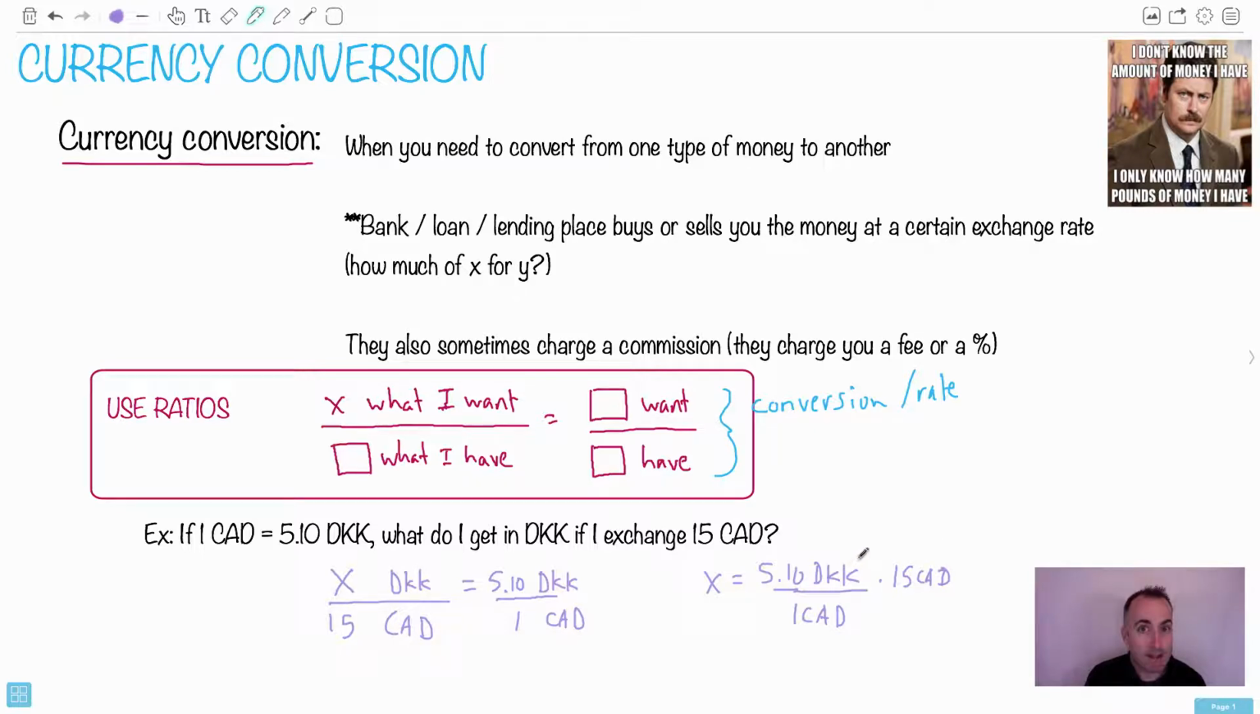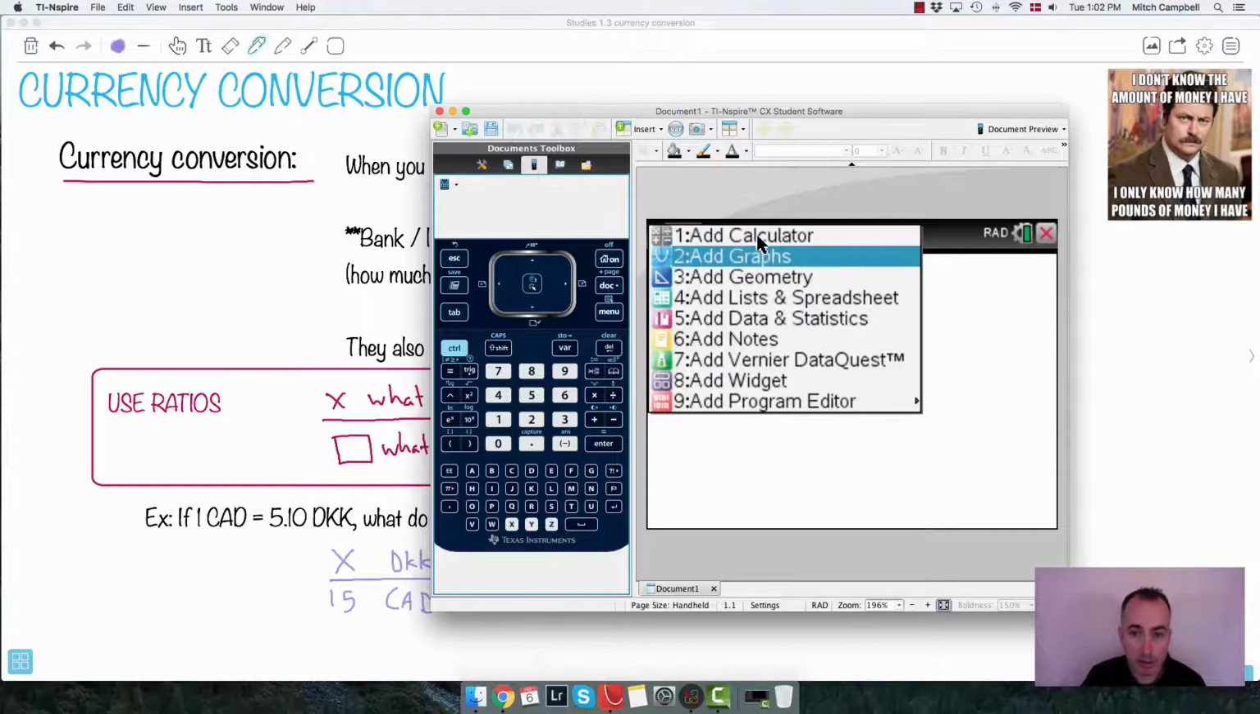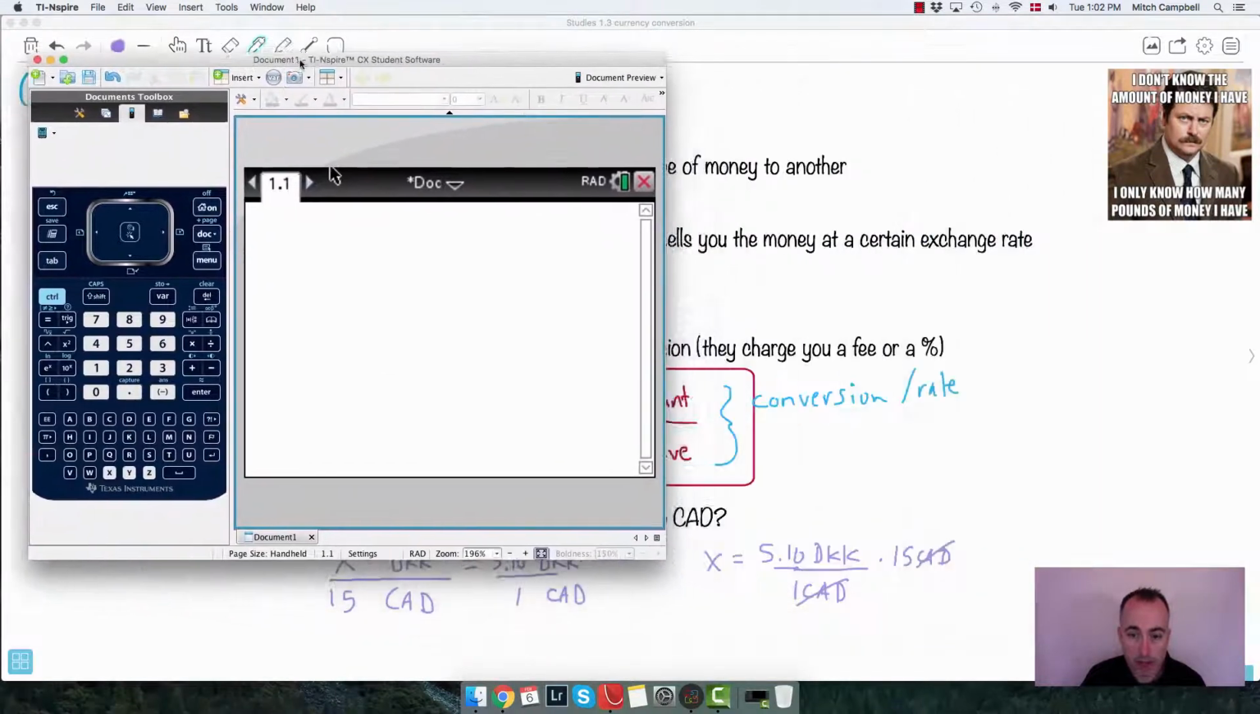What I like about this is, if you do it right and look at it really carefully, the units cancel out. You have Canadian over Canadian, so those units cancel out, and I'm left with DKK, which is what I wanted. So if you do this in the right way, the units always work out. In this case, I just have to use my trusty calculator to tell me what's 5.10 times 15. I'm just going to get out my calculator here.